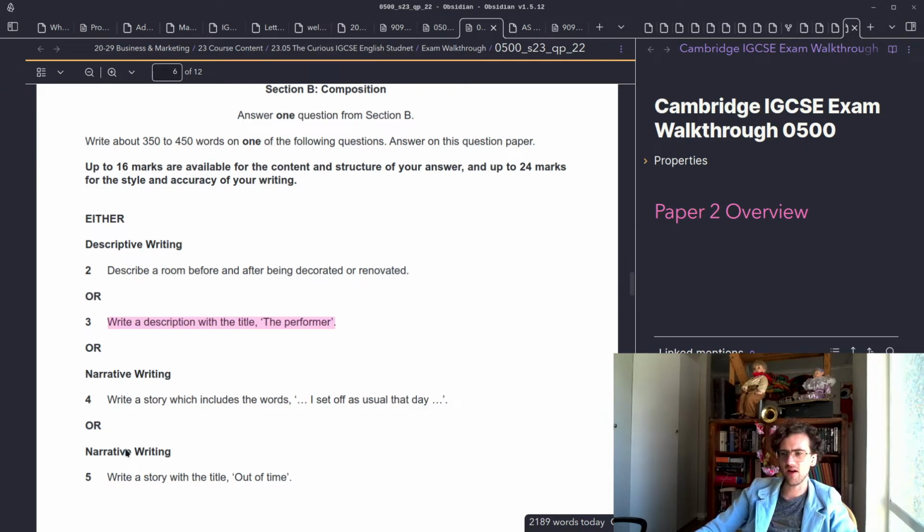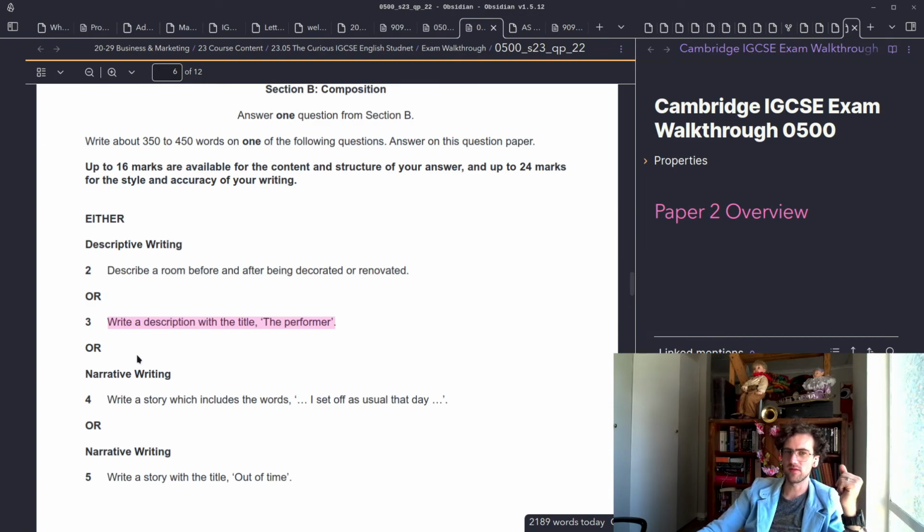And then our last narrative writing option is write a story with the title Out of Time. Here we are expected to give a title. So the first one was kind of what it's about, and here we've got the title. The thing here is you need to know how to write narratively and descriptively, and in your exam, you just choose.